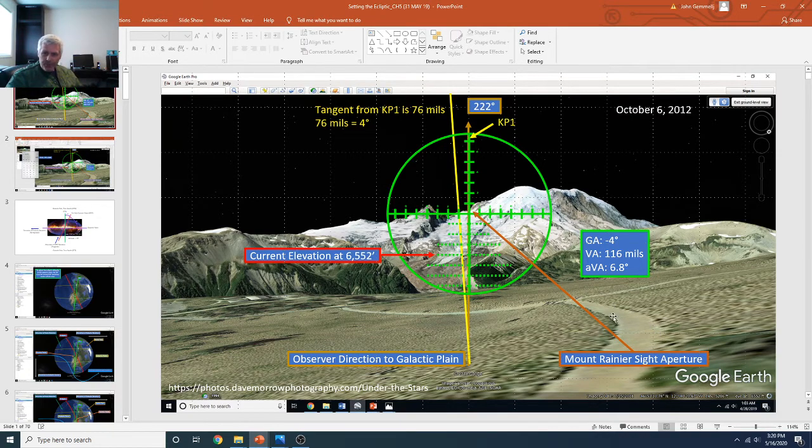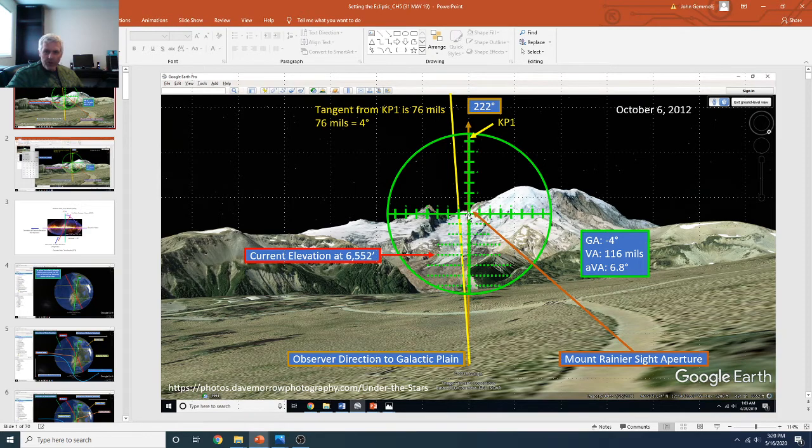All right? Because naturally, as the years go by and the different days and times are between photographs, it may not always be at this point, from this observer point, right? So our galactic angle is at a negative 4 degrees. And that's what we're reading right here to our tangent, pretty sure. And the vertical angle is 116 mils to the known point.